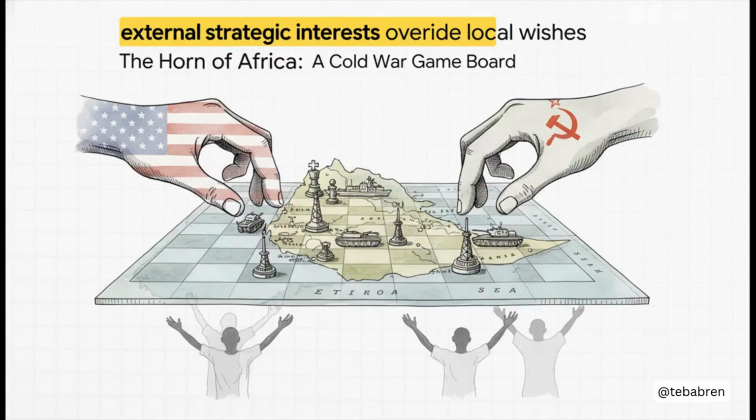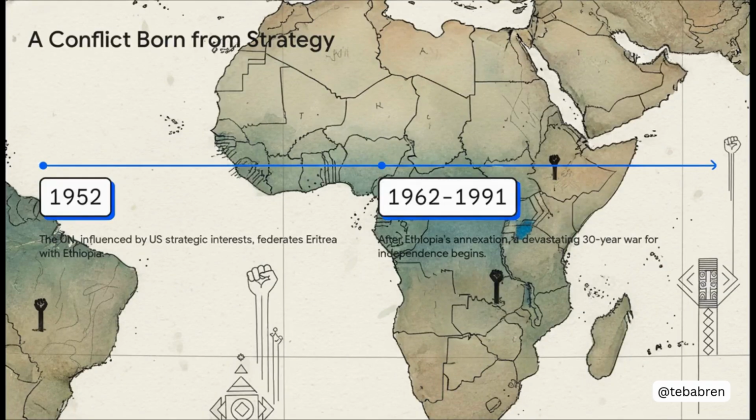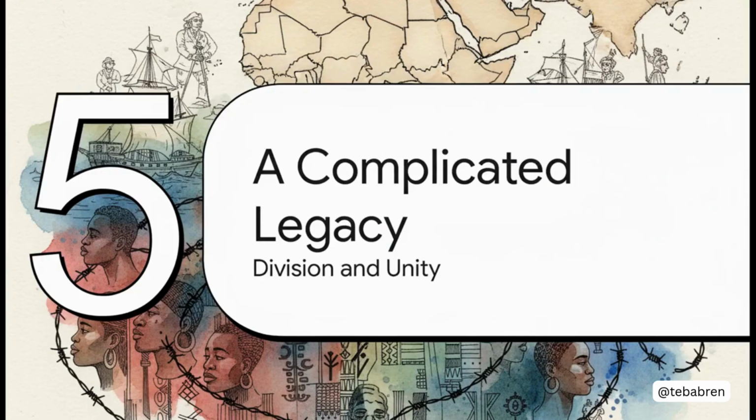And you see a really similar, tragic story of outside interests causing local disaster up in the Horn of Africa. Here, the strategic calculations of the Cold War completely steamrolled the wishes of the people on the ground. So check this out. In 1952, the United Nations, with a lot of influence from the United States, decided to federate Eritrea with Ethiopia. The result was a brutal 30-year war for independence, one of the longest and deadliest conflicts in African history.